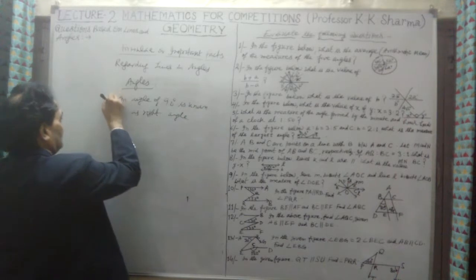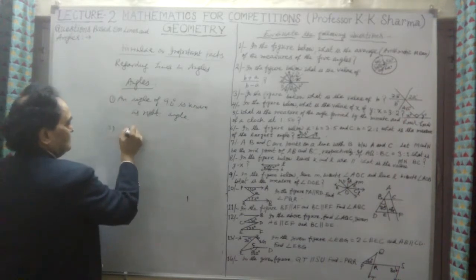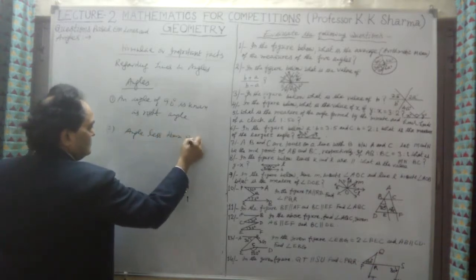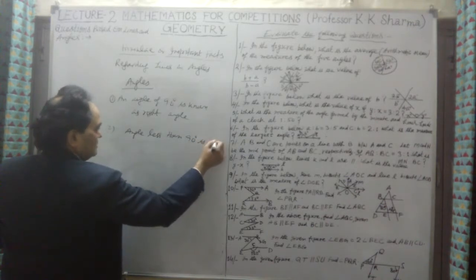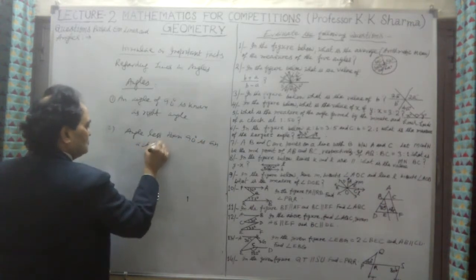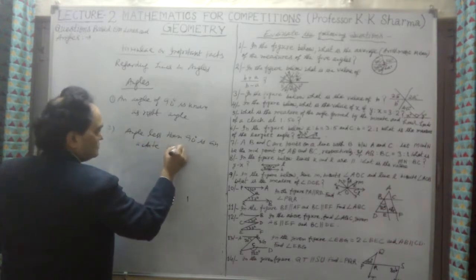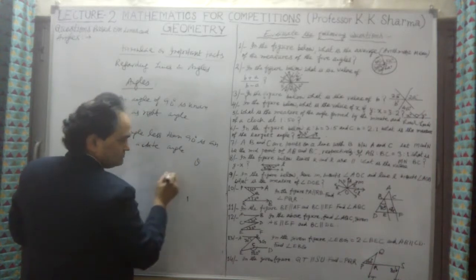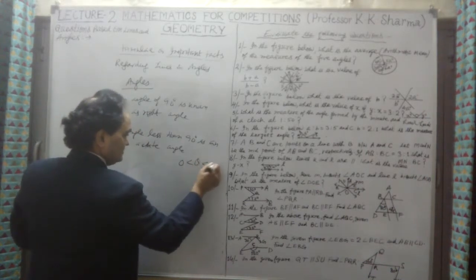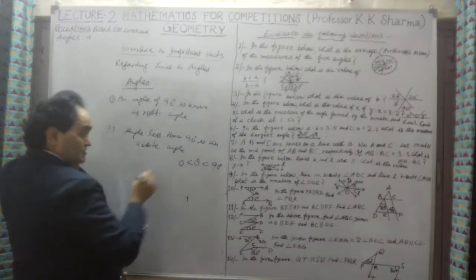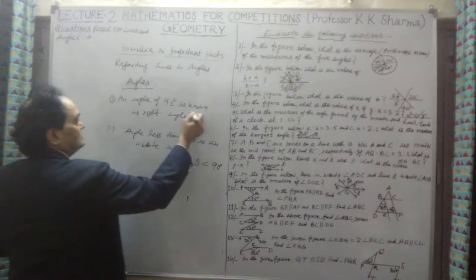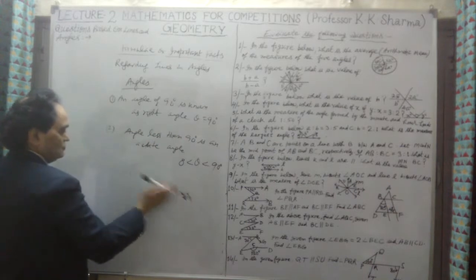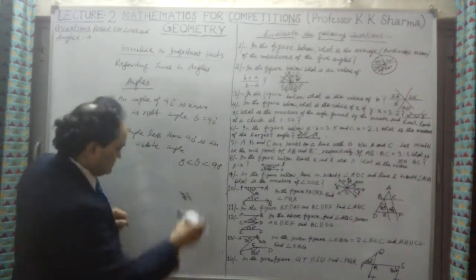An angle less than 90 degrees is known as an acute angle. So we can say that if theta is greater than 0 but less than 90 degrees, it is known as an acute angle, and if theta is equal to 90 degrees, this is the right angle. Then the third one.